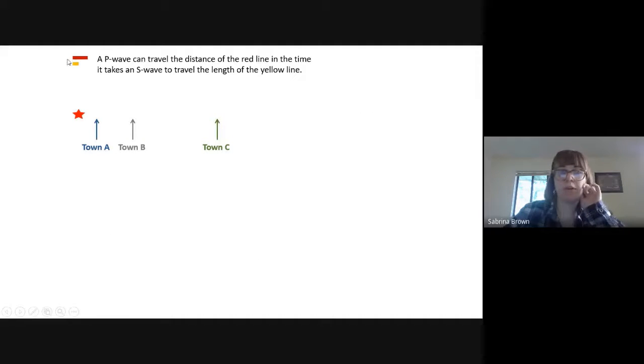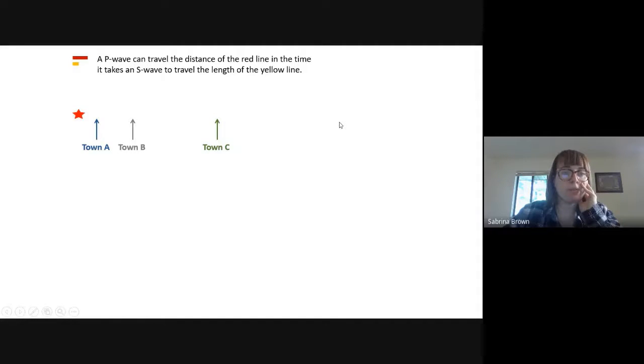All right, so remember P waves move faster. So a P wave can travel the distance of the red line in the time it takes an S wave to travel the length of the yellow line, right? So the P wave's traveling almost twice as far. Here we have our earthquake at the star, and then we have town A, B, and C, where we have a seismograph for each there.